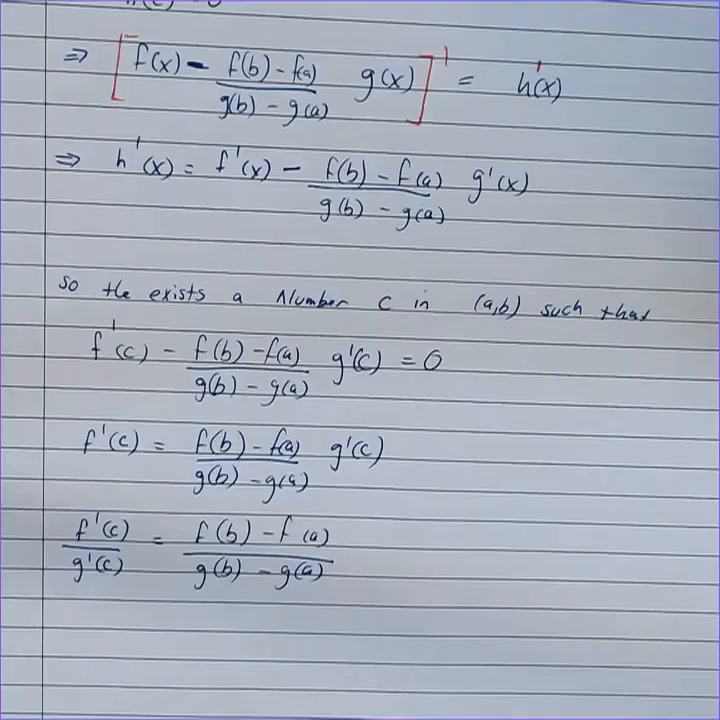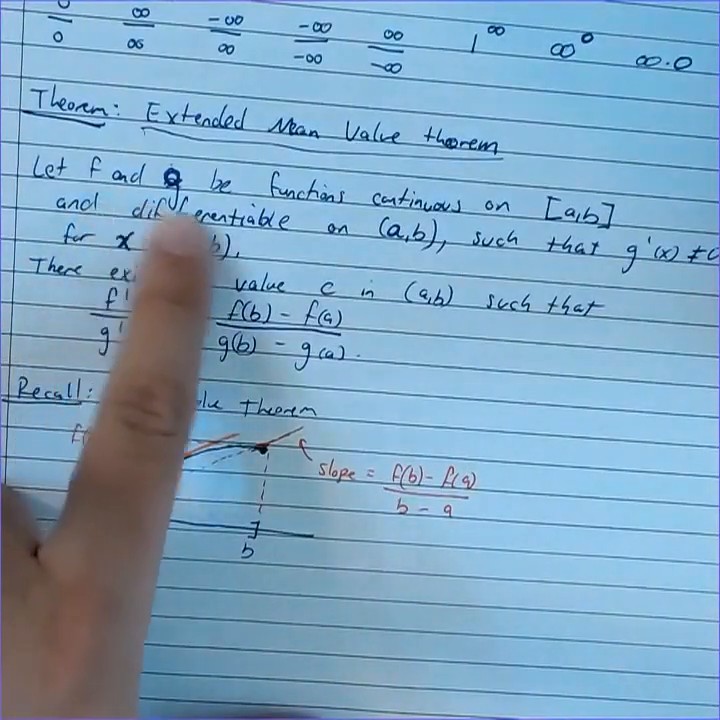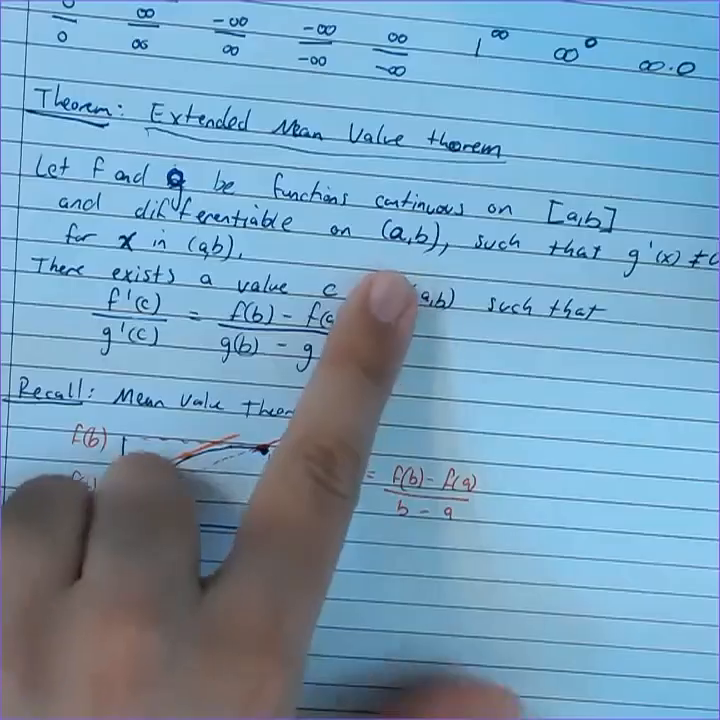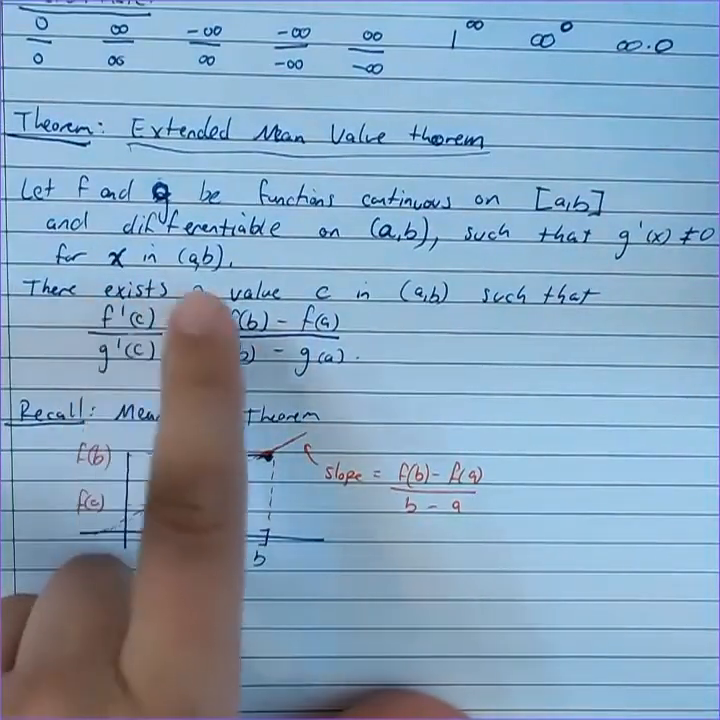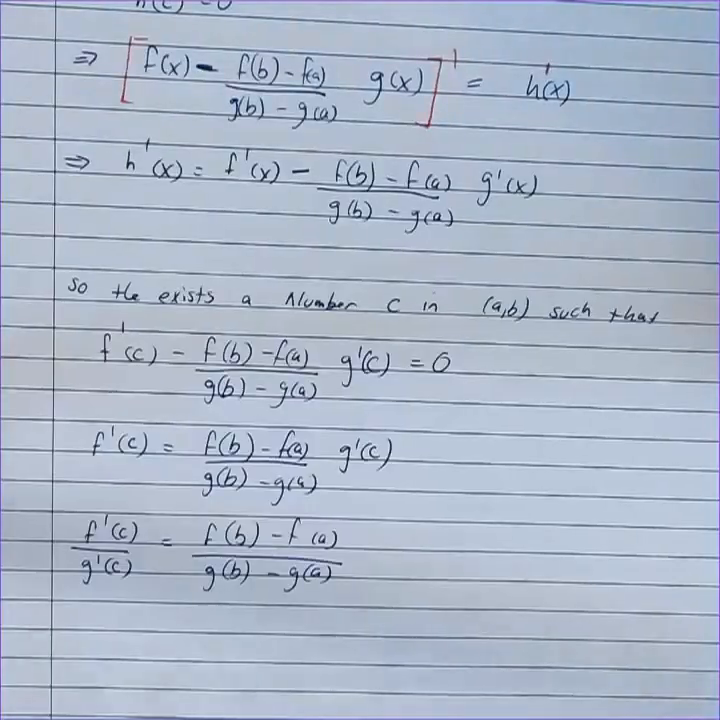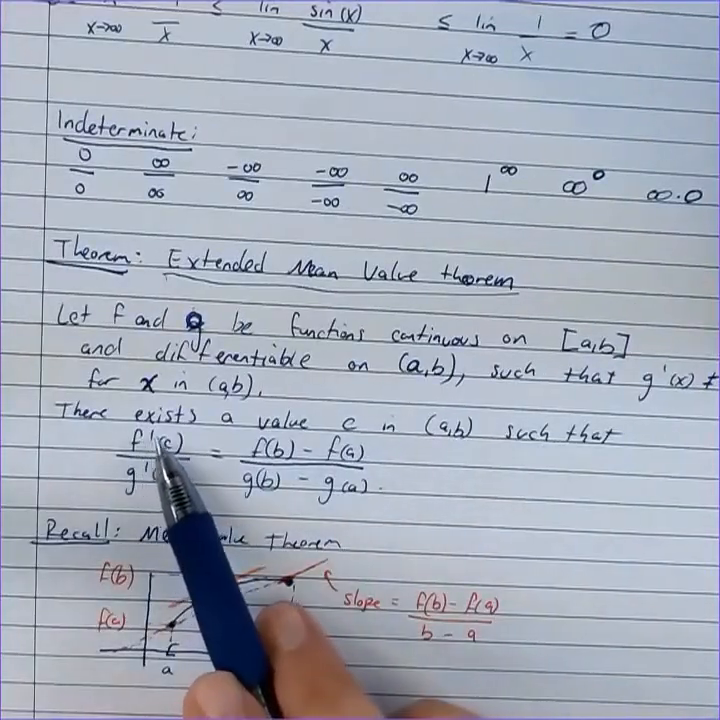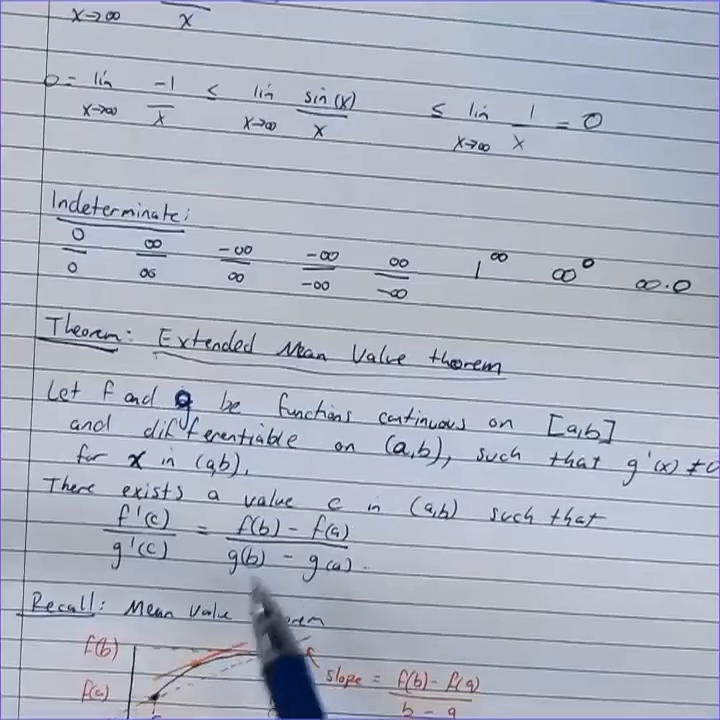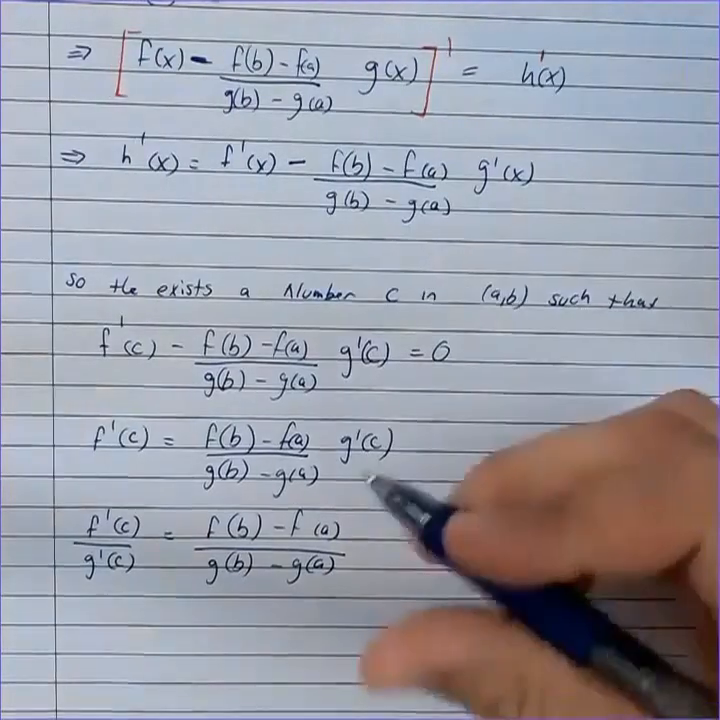After all, what we were looking for was to show that given two functions f and g that are continuous on the closed interval a to b and differentiable on the open interval a to b, and such that g prime of x was not equal to 0 for x in that interval, there exists a value c such that f prime at c over g prime at c is equal to f at b minus f at a over g at b minus g at a. So this concludes our proof.